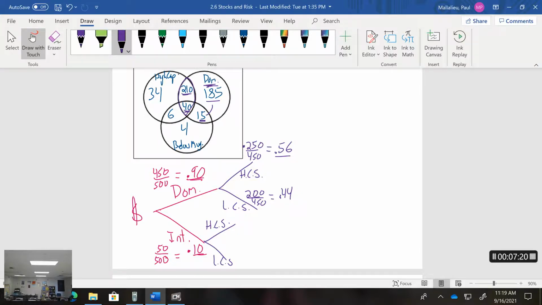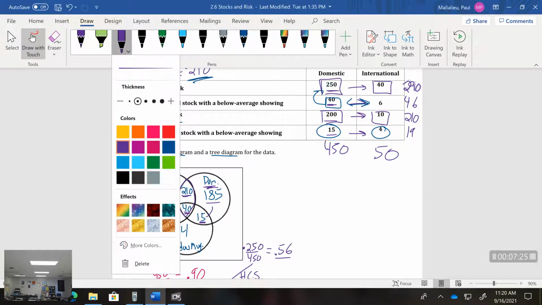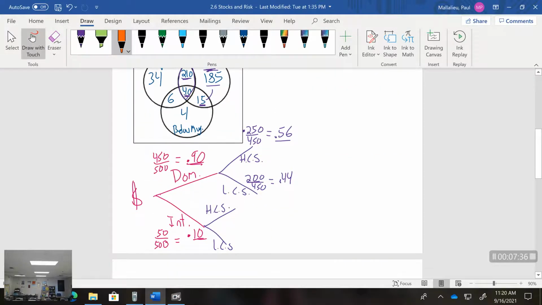We do the same general concept with our international stock. So we're going to go back up, and we see on our chart that international stock, we have 40, that would be the high cap international stock, and 10 that's low cap. So that's 50 total. So we have 40 out of 50, and then we have 10 out of 50. So our high cap is going to be 0.80, and our low cap would be 0.20.